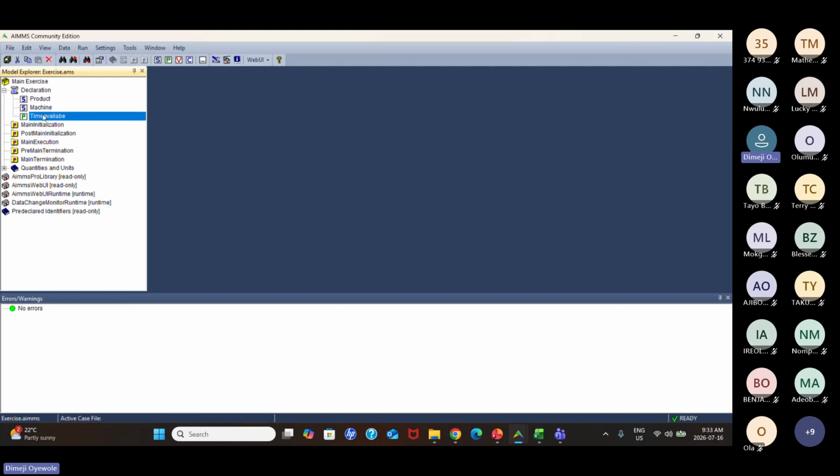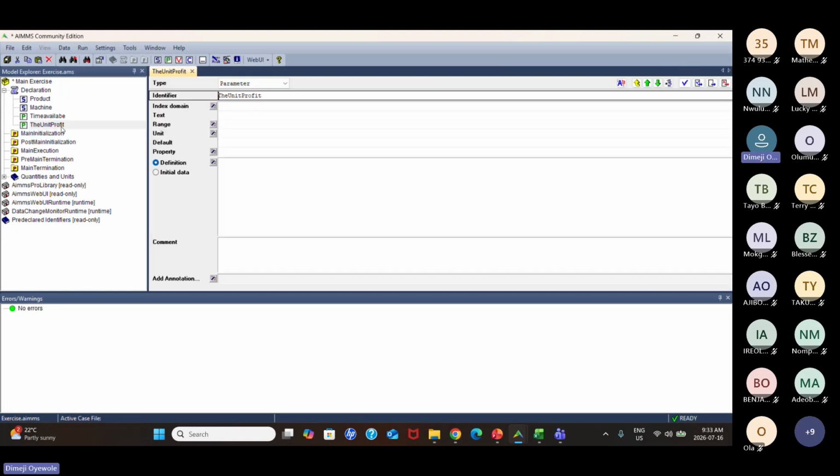And then we have the profits, the unit profits. The unit profit is indexed to P. It's indexed to the products. Products 1, 2, 3, 4, 5, 6, 7. So this is how you are going to do it. After you have set the name, you click on the unit profits, and then you give it the domain P. So you come to the index domain and you put P there.